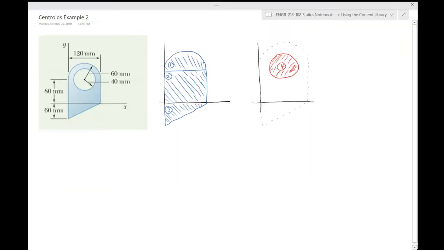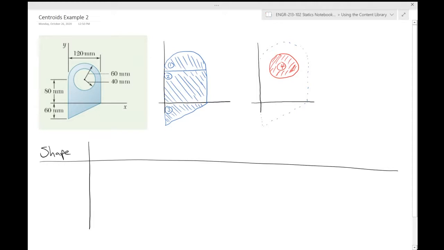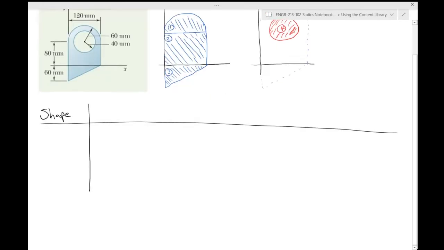Okay. All right. Now, whenever you're doing centroid problems, the best thing to do is to set up a table, because this is a very tabular process, because you'll see how this approaches. Okay, so I'm going to draw myself a table. And first thing I'm going to do is I'm going to have a column over here. We're going to call it shape. And we're going to number them, but I'm also going to try and describe them a bit. So let me drop this down a bit.